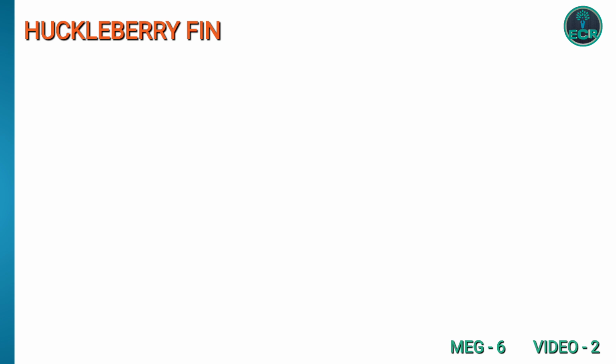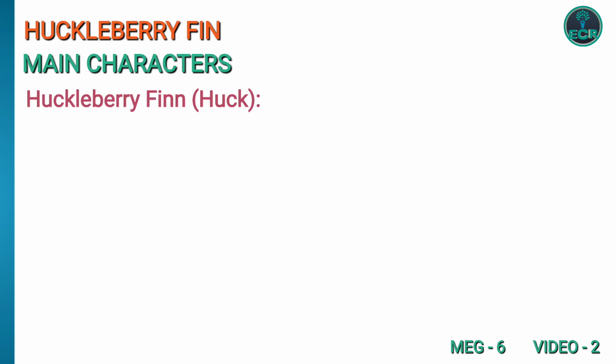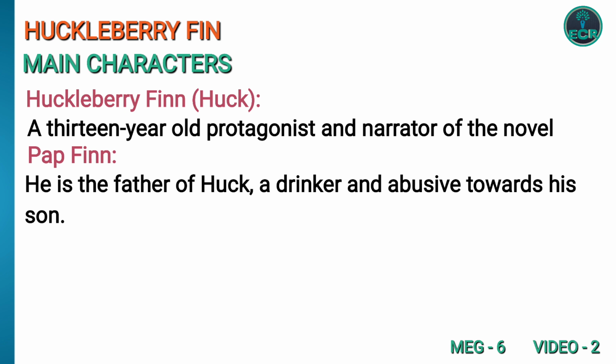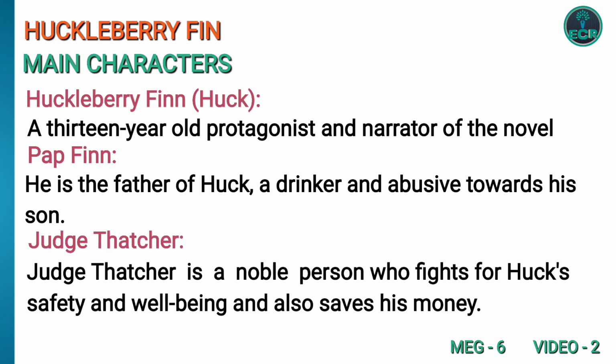Let us now look at its main characters. Our first main character is Huckleberry Finn. He is a 13-year-old protagonist and the narrator of the novel. Then we have Pap Finn. He is the father of Huck, a drinker and abusive towards his son. Next is Judge Thatcher. Judge Thatcher is a noble person who fights for Huck's safety and well-being and also saves his money.